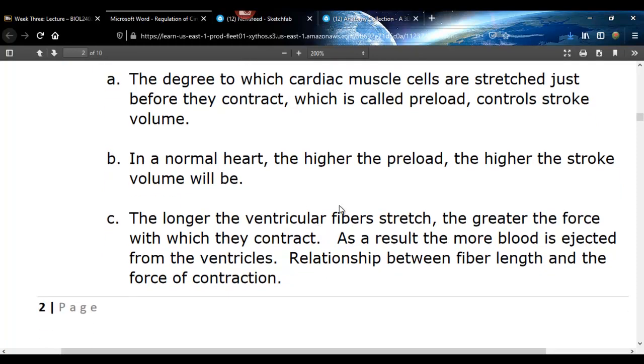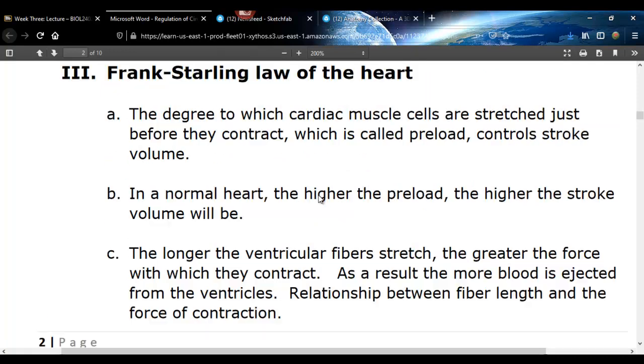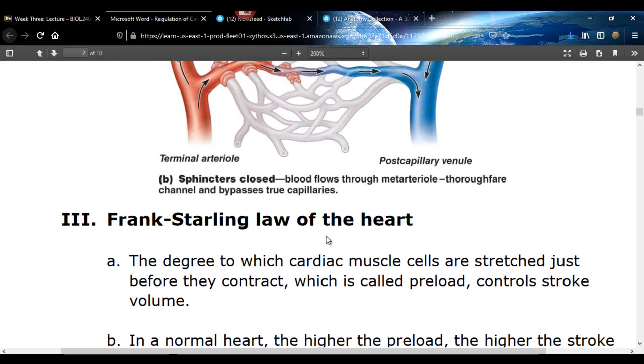And like it's saying there, it's a length-tension thing. The more the fibers stretch, the stronger the contraction. As a result, the more blood entered, the more blood is going to be ejected. You want the same amount leaving that came in. That's called Starling's Law of the heart.